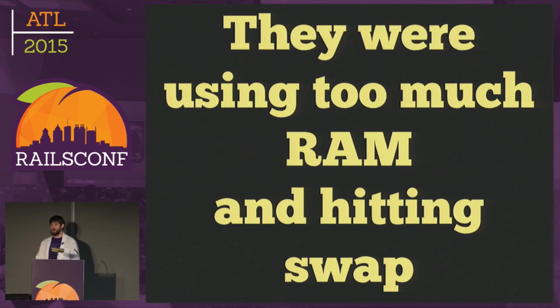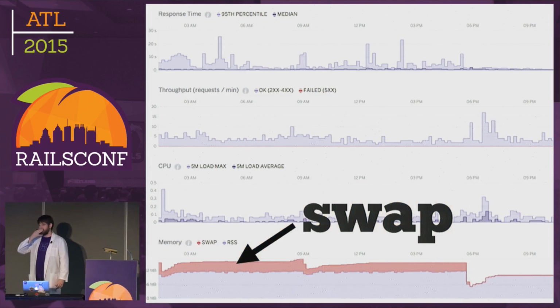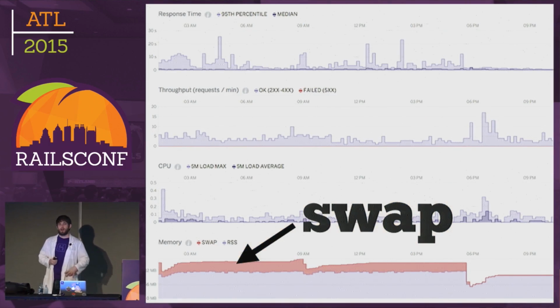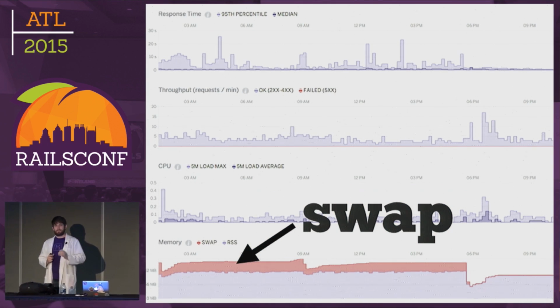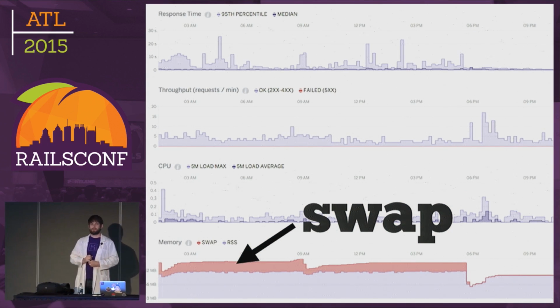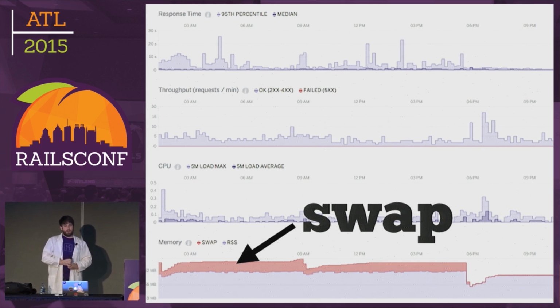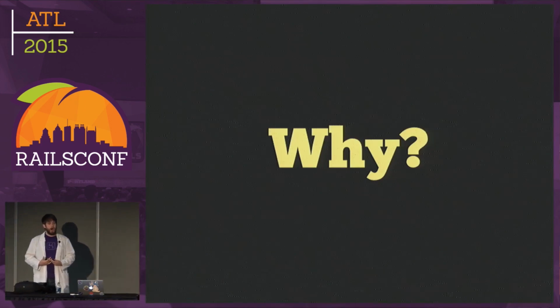So they're using swap. That's this red bar. And that's actually indicating that we've used up all of the available RAM. And we're starting to use the disk, which is really, really, really slow. So this is what I was thinking is actually making their application slow. The next question, of course, is going to be why.